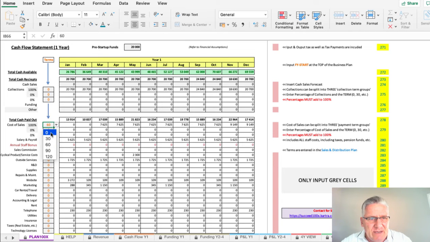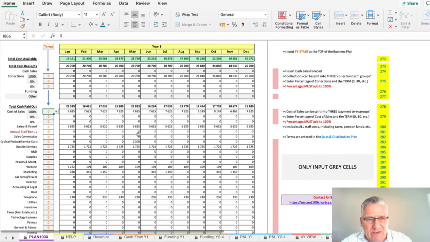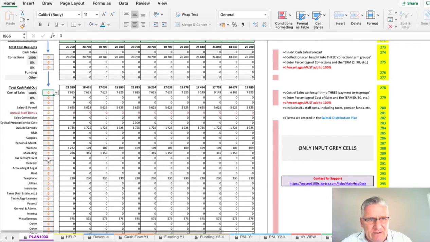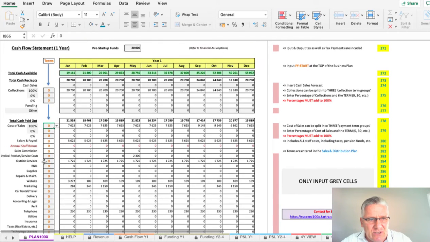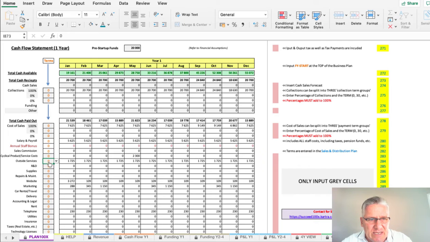Well, we can do the same here throughout, and going down. Let's just say we were using an outside service, a marketing company, let's say, was giving us a monthly retainer, and we would put in here, let's just say 60-day terms. You can see what happens at the top here. It improves the cash flow. Okay.